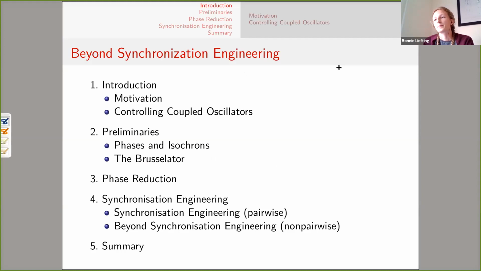So first, a look at the motivation. So why would you want to control coupled oscillators? And then, because this method really relies on being able to do a phase reduction, I'll introduce some preliminaries, some things you need to do a phase reduction. And after that, we actually go into what synchronization engineering is and then how we are generalizing this.